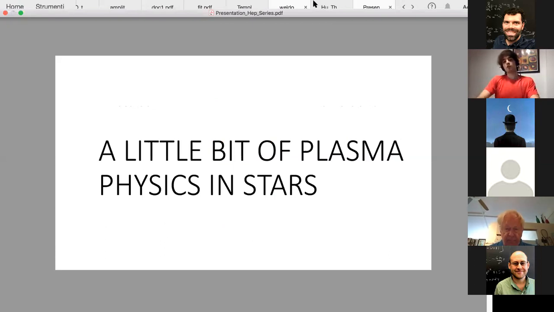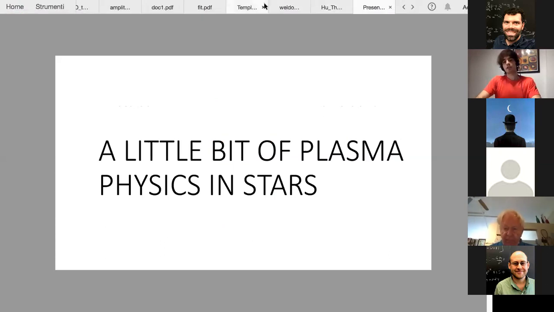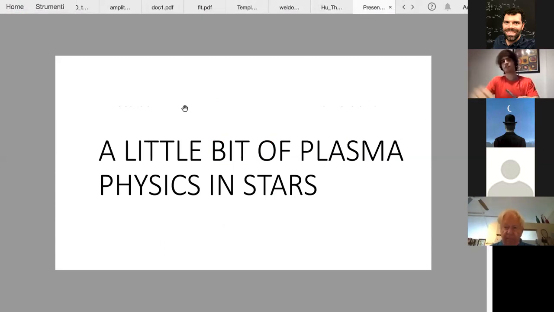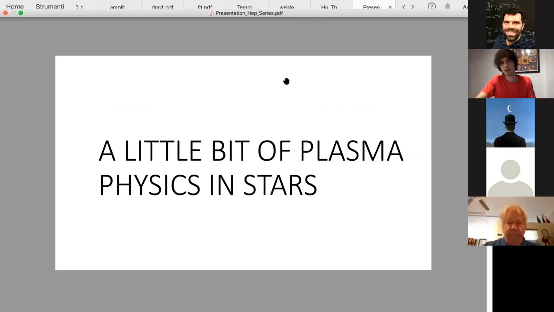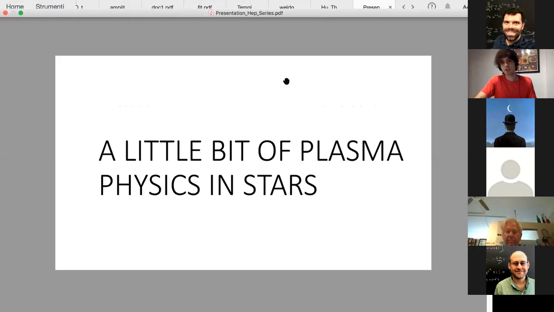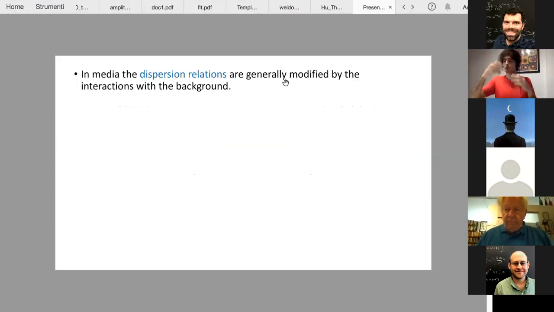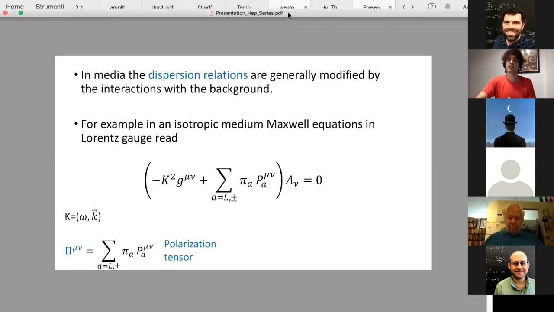Okay, I will go a little bit into some explanation of plasma physics, because I will deal with axions in stars, where you essentially treat them as a QED plasma. In a plasma, you cannot really think of what you usually think of as a photon, like the usual dispersion relation omega equal k. The dispersion relation, because of the presence of the medium, is modified. Okay, the interaction with the background modifies the dispersion relation.